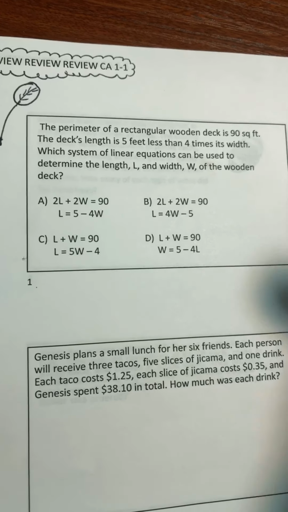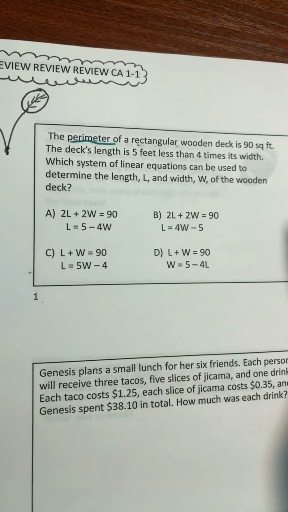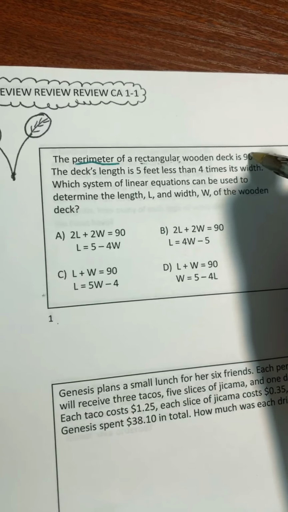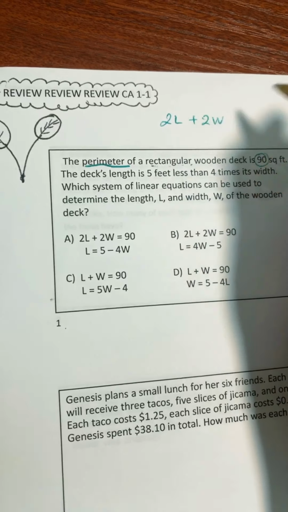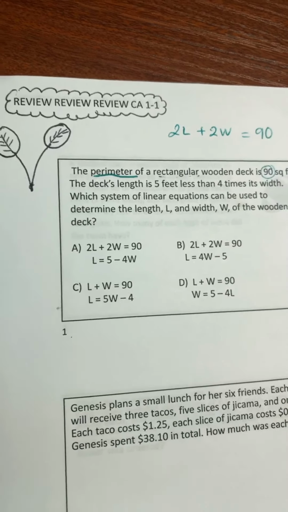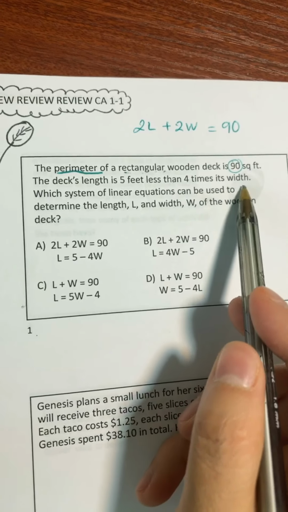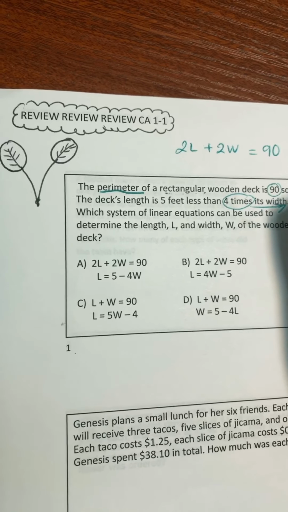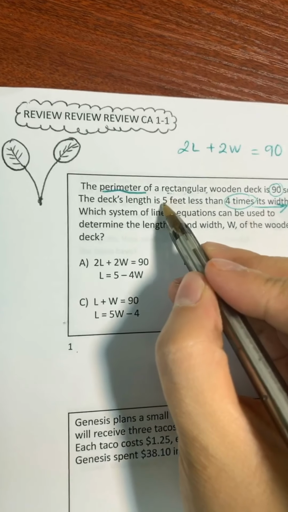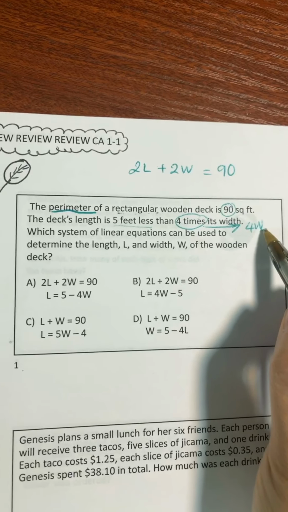The perimeter. Okay, remember the perimeter of a rectangle. We have to add 2 lengths plus 2 widths equals 90 feet. So that's 2L plus 2W equals 90. And the length is 5 feet less than 4 times the width. Okay, so remember this is 4 times the width. So that's 4W. And that's 5 less than, so we're going to subtract from the 4W here.